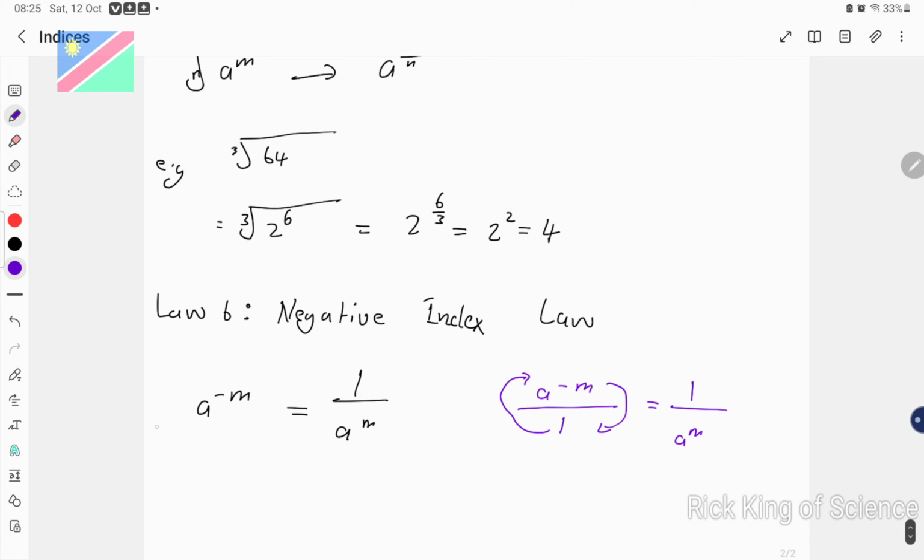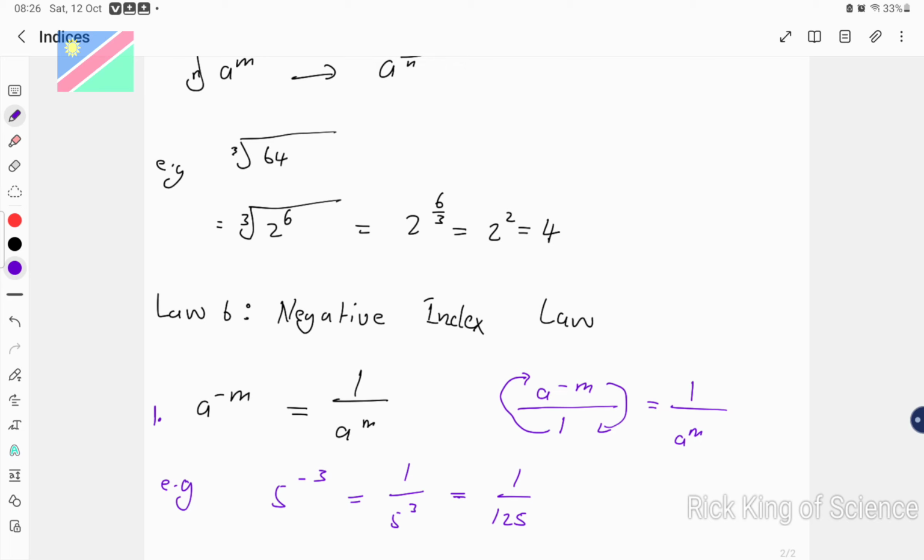So that means if you have 5 power negative 3, you cannot leave it as 5 power negative 3. What you're going to do is 1 over 5 power 3, which is equal to 1 over 125. These now are the laws of indices. So how many are they? There are 6 laws of indices. You must know them. Okay.